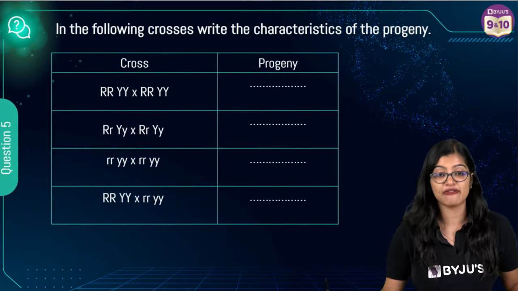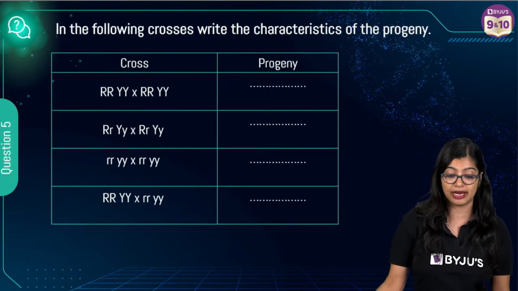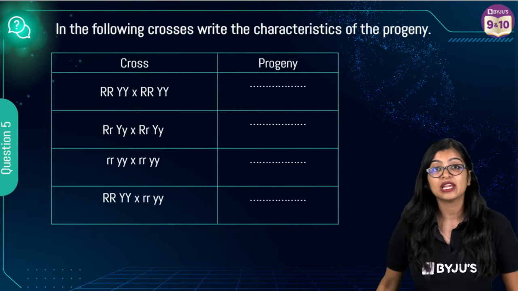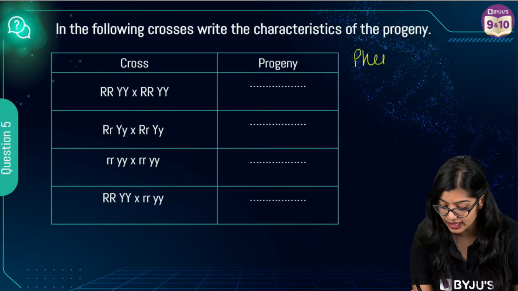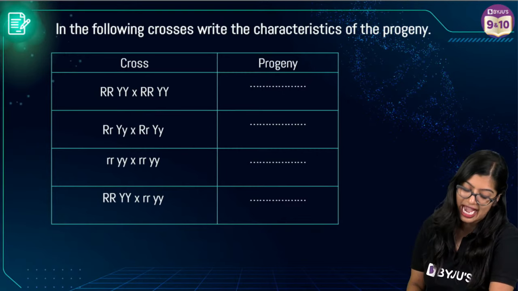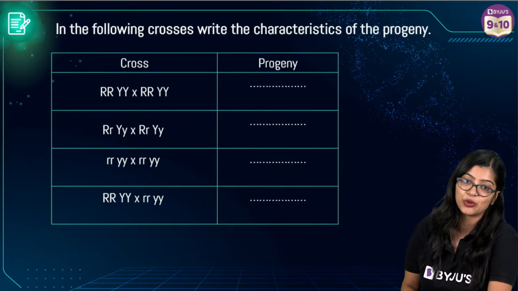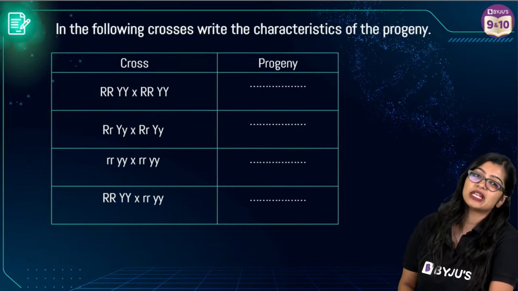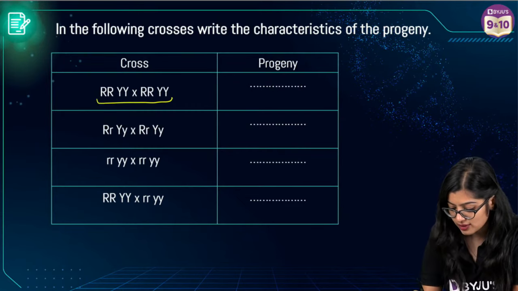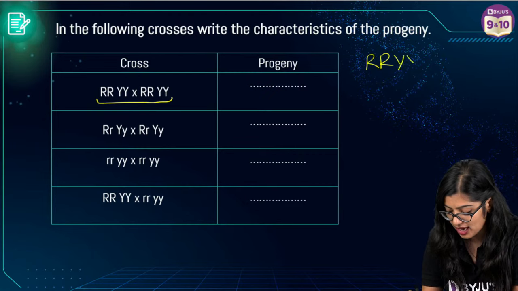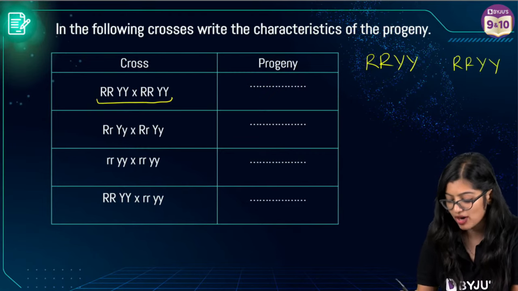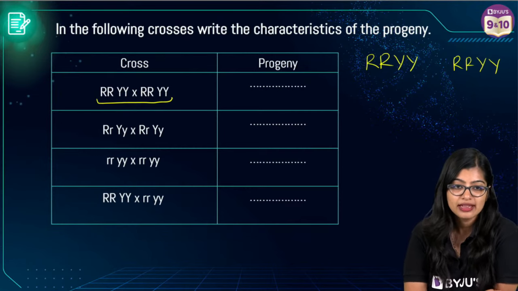Now moving on to question number 5, I have tweaked this question a little bit. In the following cases, write the characteristics of the progeny. Here you need to write the phenotype, okay? It is a dihybrid cross that you need to do. First one, this is your cross. You have capital R, capital R, capital Y, capital Y. The other one is easy peasy. What is the first one? Thank you, Arya.